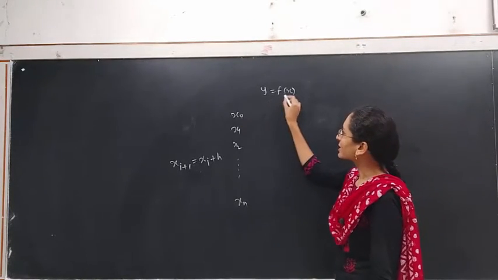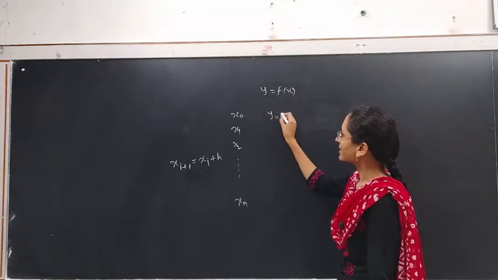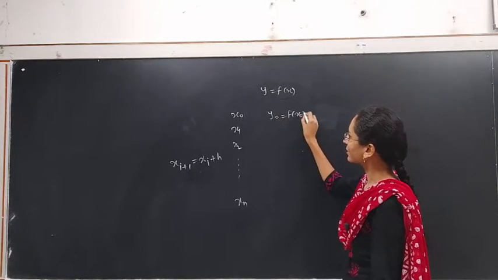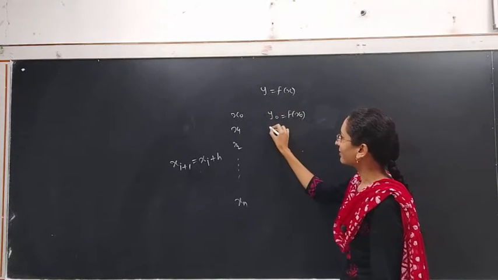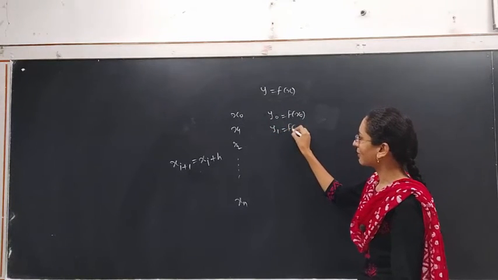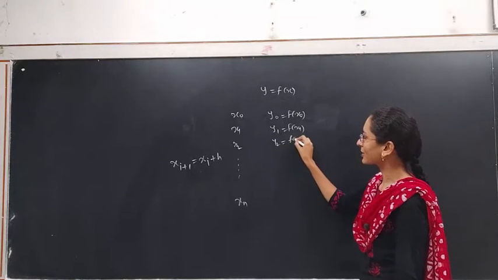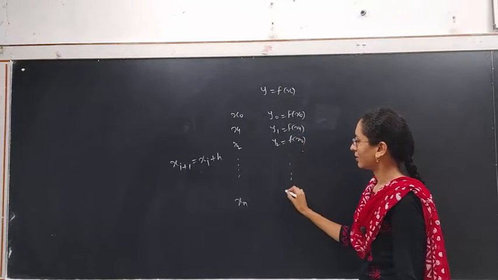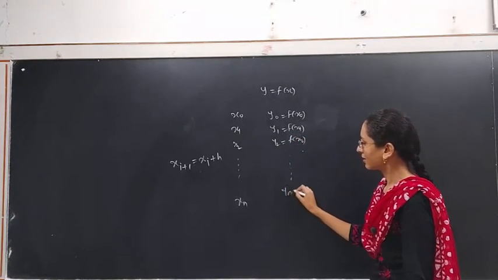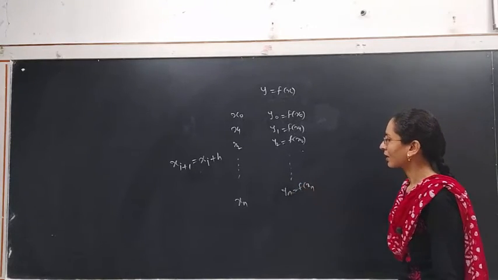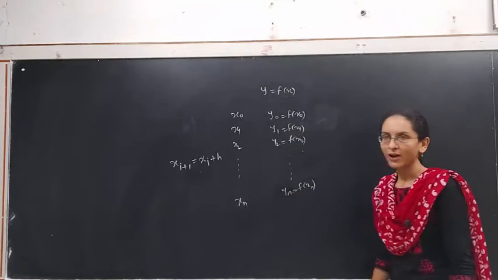For x is equal to x0, we get y0 is equal to f of x0. For x is equal to x1, we get y1 is equal to f of x1. For x is equal to x2, y2 value is f of x2. And yn is f of xn. These are the values of y.